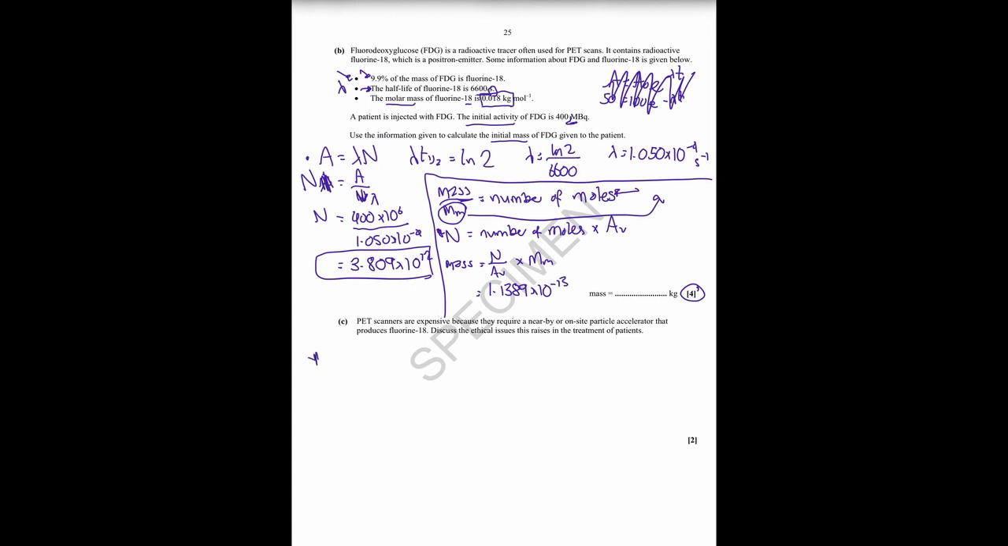I'm going to have to start writing down here in part C, but I'll just rub it out afterwards. So I've got this mass over here, so that's fine. And that mass is going to be in kilograms. Now, the thing that's been decaying is fluorine 18. So that's the mass of fluorine 18, which is equal to 1.1389 times 10 to the minus 13. Okay, so if that's the mass of fluorine 18, I care about obviously the mass of FDG. So they've already said 9.9% of the mass of FDG is fluorine 18. So basically this is 9.9% of the total value.